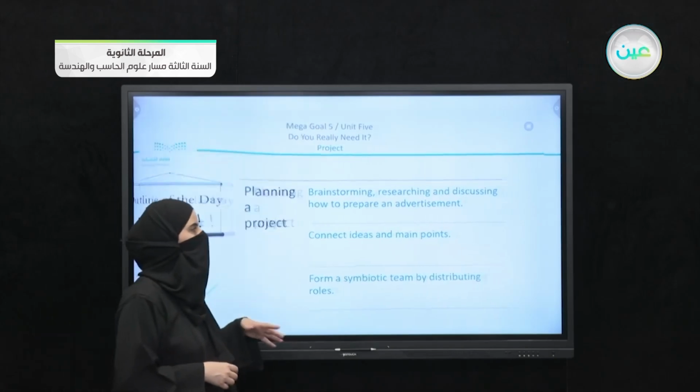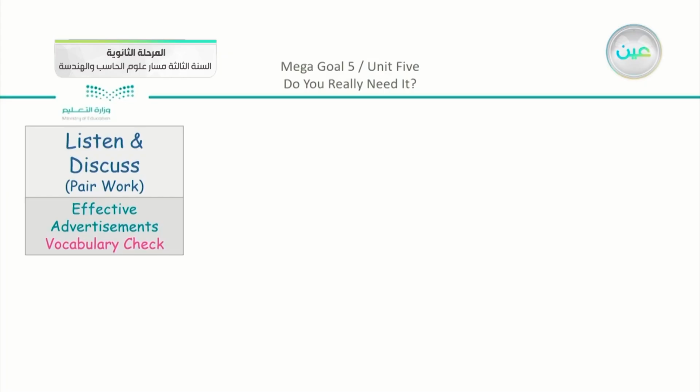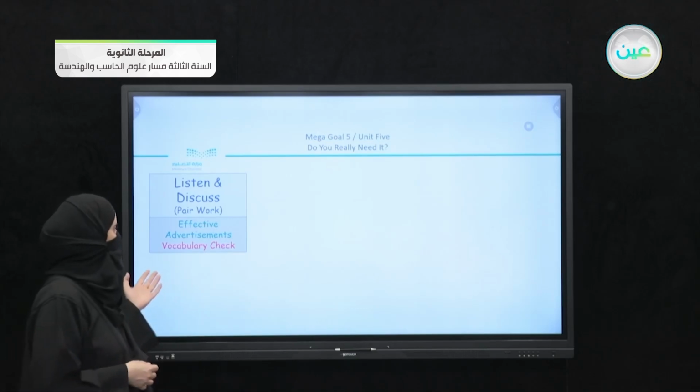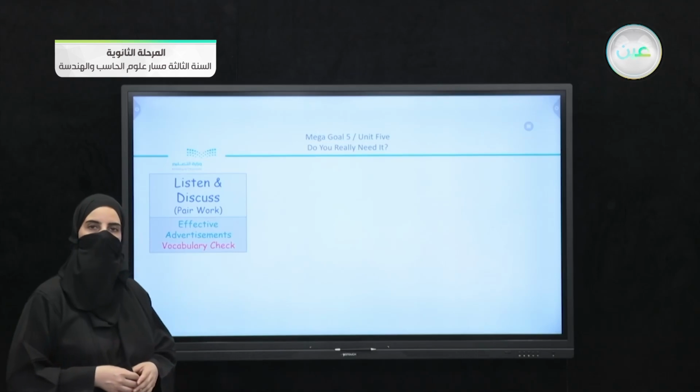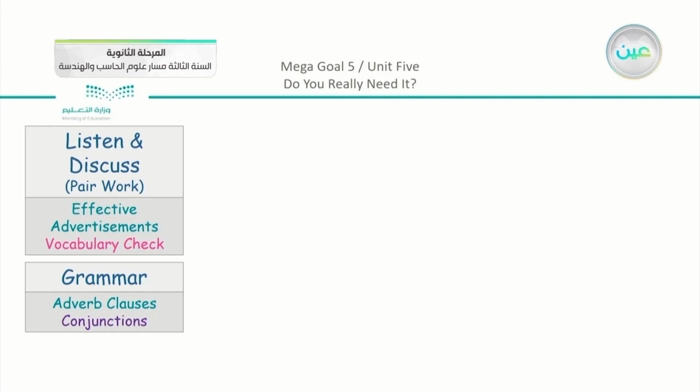Here we can see that we have covered Unit 5 in general. So we are going to just outline what we took in Unit 5. In Unit 1, we had the listen and discuss lesson, which was basically about effective advertisements. And we learned about different types of advertisements that we passed by in listen and discuss. Through these advertisements, we learned vocabulary through the vocabulary check. In the grammar lesson, we took the adverb clauses, and we related the adverb clauses with using conjunctions in the sentence. And we also differentiated between two types of clauses that we have here in the structure.